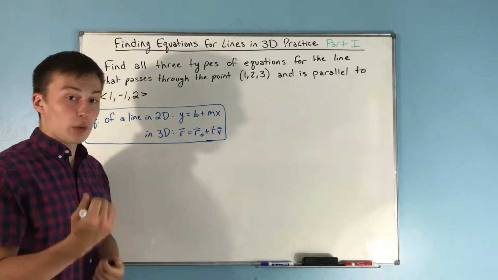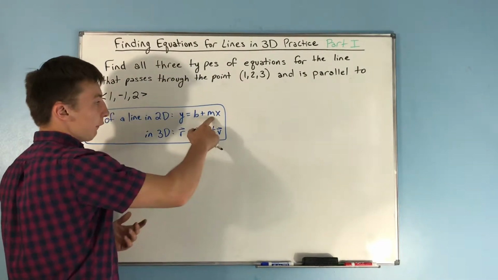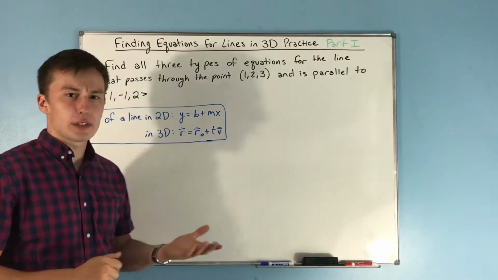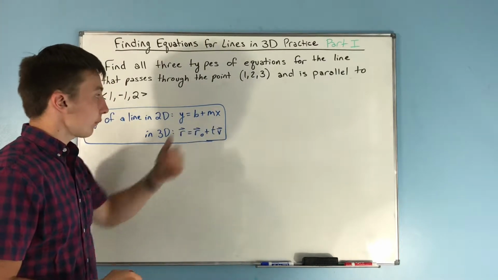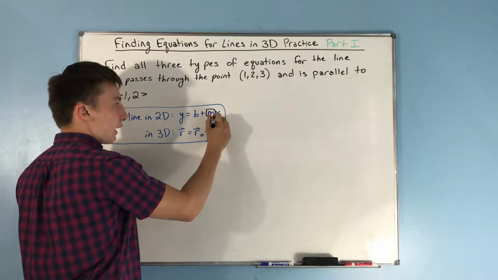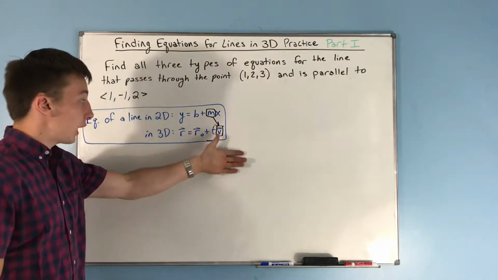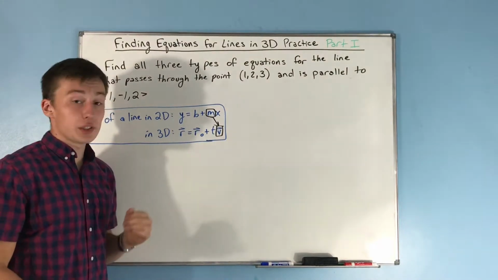Just to recap, the first thing we do is find the slope. The slope is the direction of this line, and that is the same thing as vector v here. That's going to be the direction of this line. That's what vector v is doing.